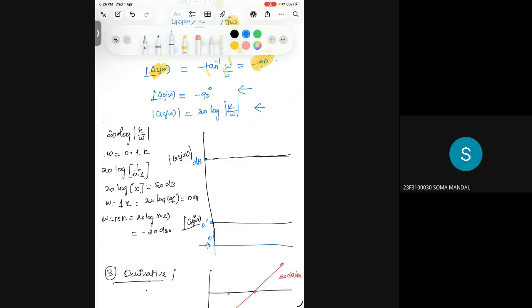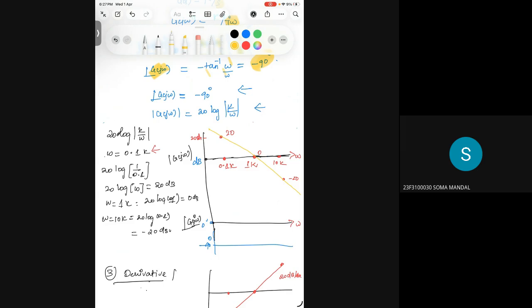In Bode plot, both are omega. When I choose omega equal to 0.1 K, my decibel is 20 decibels. When I choose omega equal to 1K, my decibel is 0. When I choose omega equal to 10K, my decibel is minus 20. If I connect these dots, I will get a line that passes through 20, 0, minus 20. And if you find omega equal to 20K, then it will become minus 40.